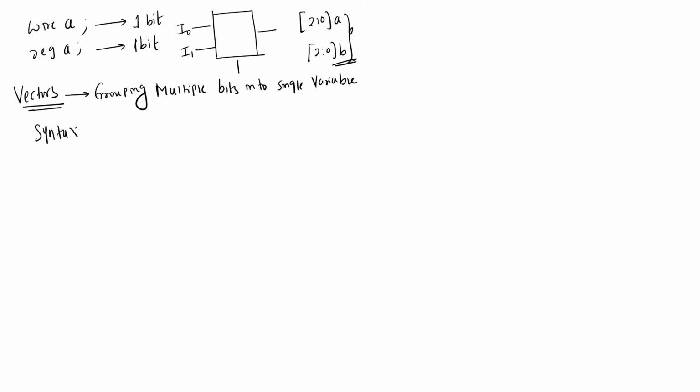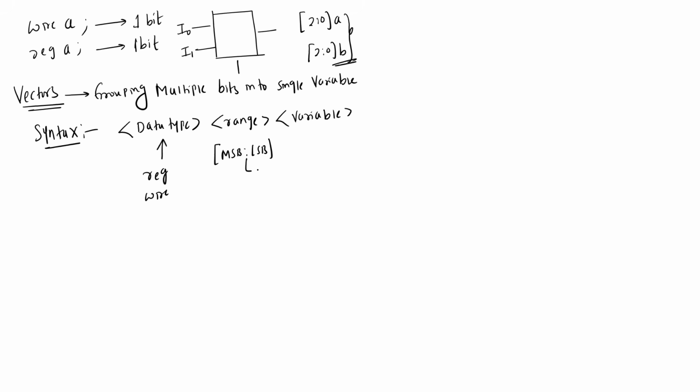The syntax is: data type, range, and then the variable. Data type, range and variable. So what data type can we use? I can use reg or wire data type. And the range can be MSB down to LSB, or LSB to MSB.